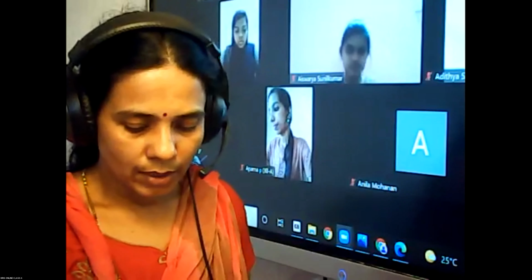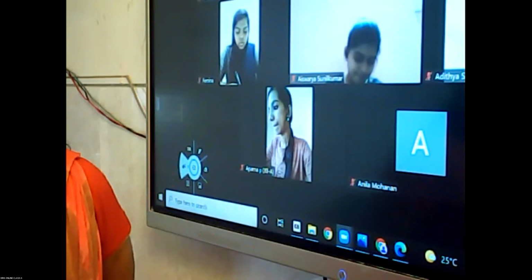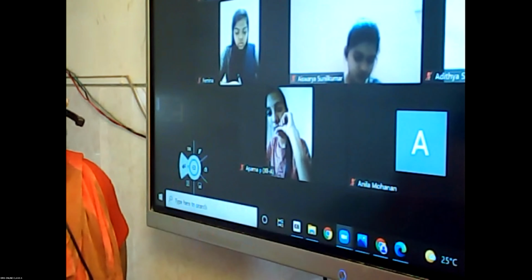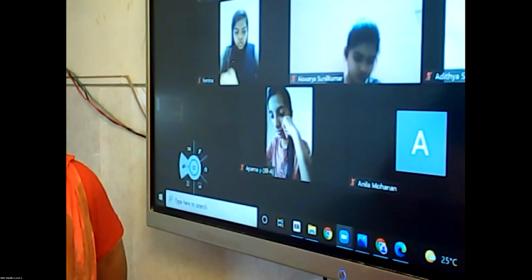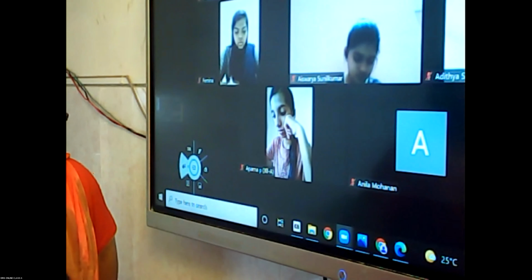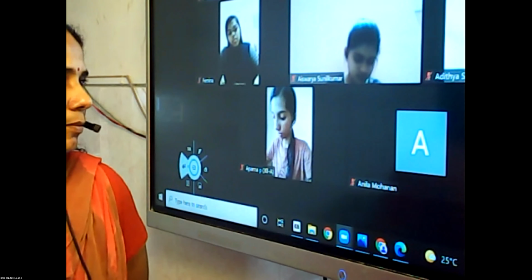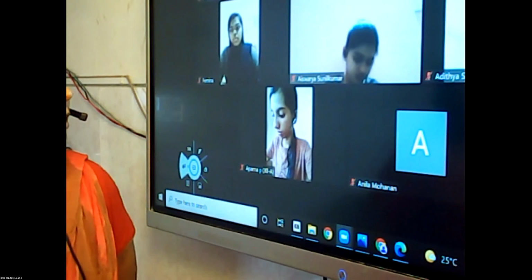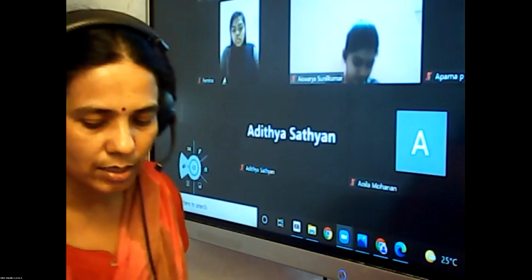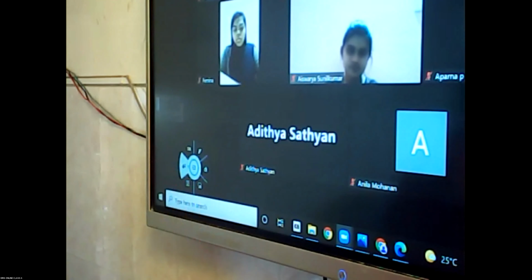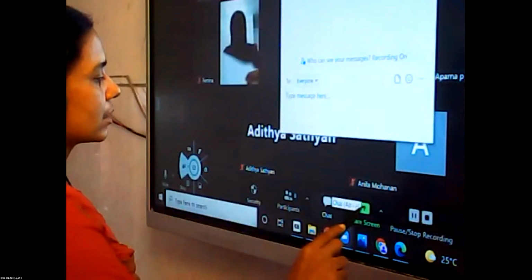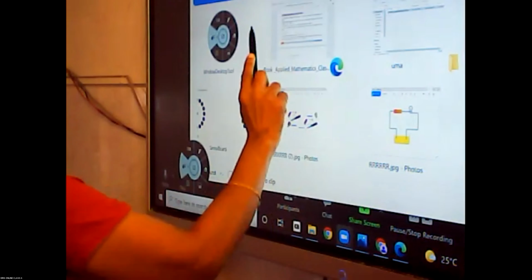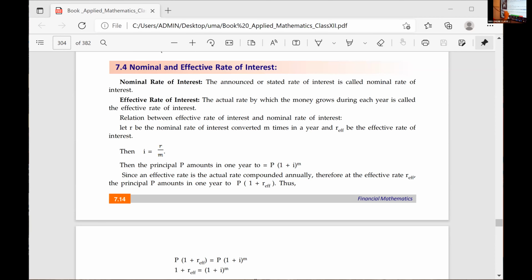Okay, so nominal rate means it is the announced rate of interest or the stated rate of interest. What about effective rate? It is the rate by which the money grows during each year. So now here we are going to learn the relation between the effective rate and the nominal rate. Children, is it clear? This one board, can you see the smart board? Yes. Okay, so look at here, children.